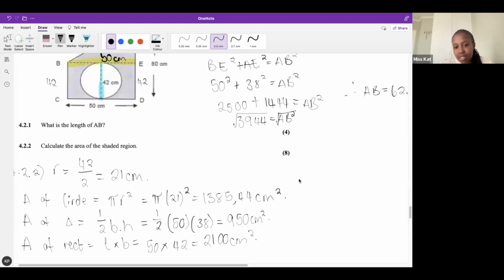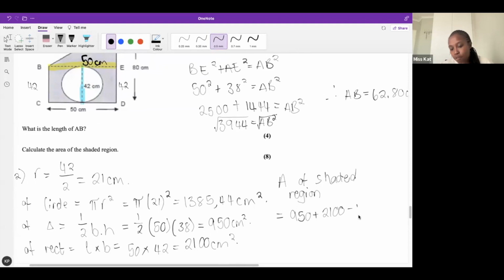So then I'm going to say area of shaded region equals. So area of triangle is 950 plus the area of a rectangle is 2,100 minus the area of the circle, which is 1385,44. So how much is the area of the shaded region?